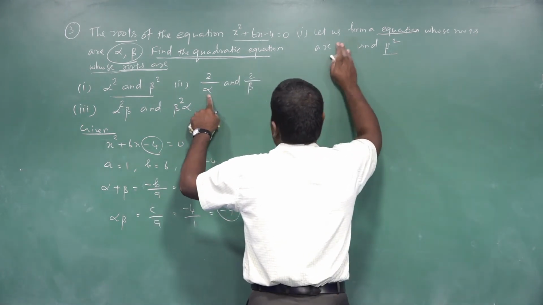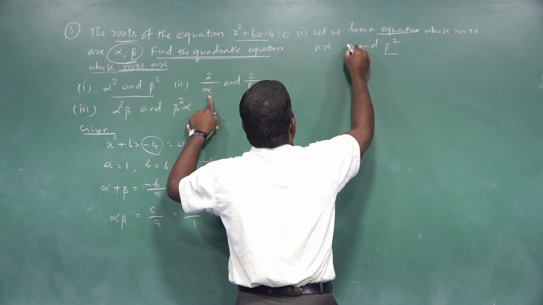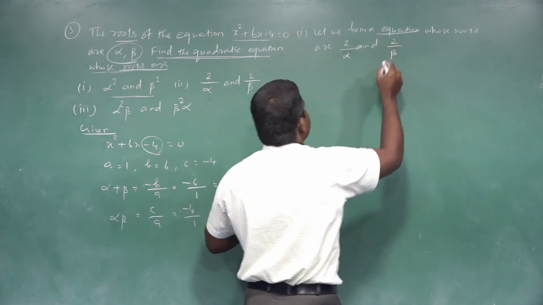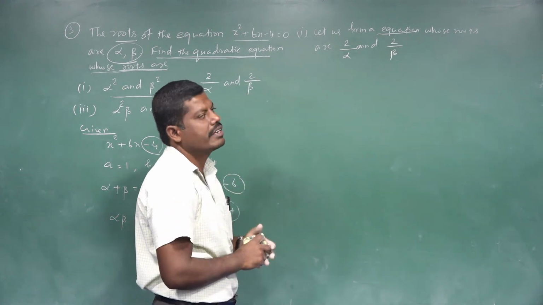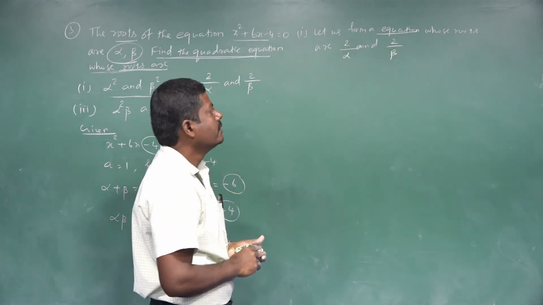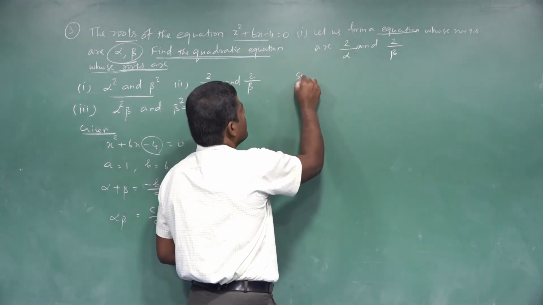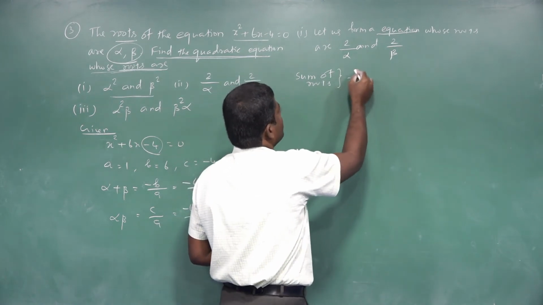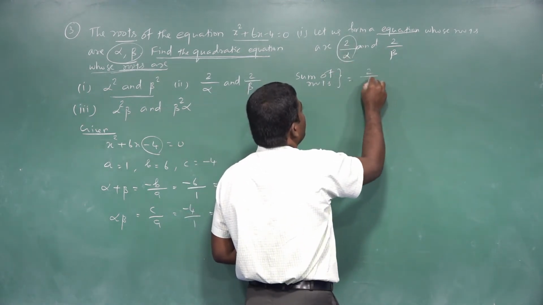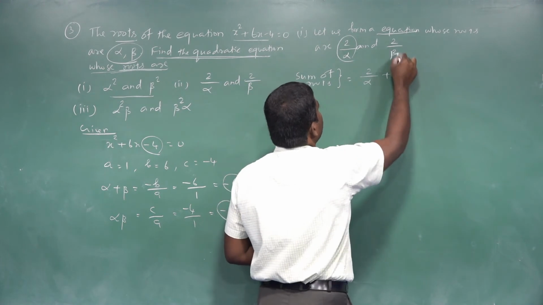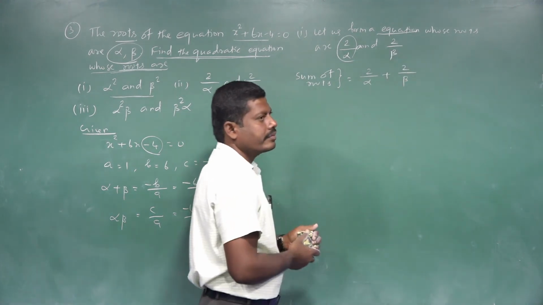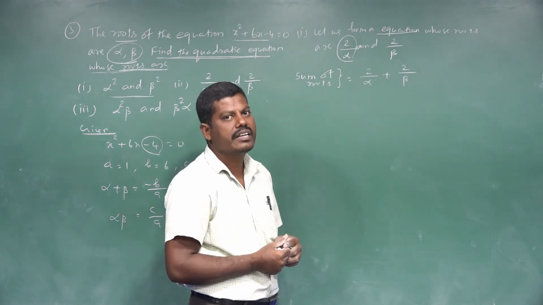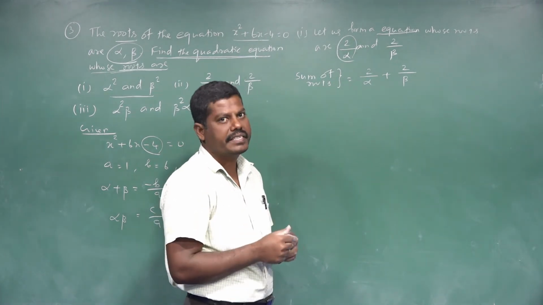The given roots are 2 divided by alpha, 2 divided by beta. These are the given roots of our new equation. So now we want to find the sum of the roots. Sum of roots is equal to the first root, 2 divided by alpha, plus the second root, 2 divided by beta. Understand? Because we need the sum of the roots and product of roots to find our equation.